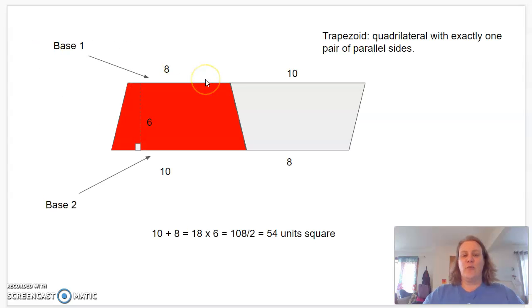So if we go back to this one that we figured out here, we've got base 1 is 8. We're going to add it to base 2, which was down here, but we added it up here, which is 10. So we did that down here. 10 plus 8 was 18. Then we multiplied these two bases together times the height, 6, and we got 108, and then we divided that new area by 2 in order to get 54 square units. That's how we come up with the area formula for a trapezoid.